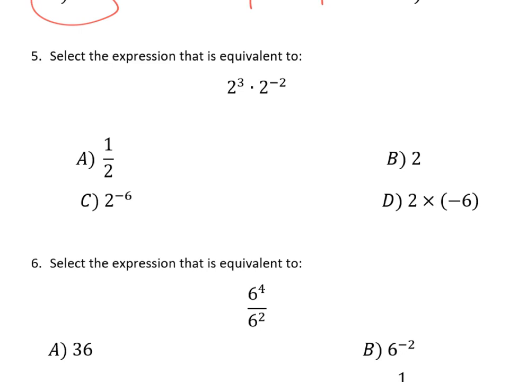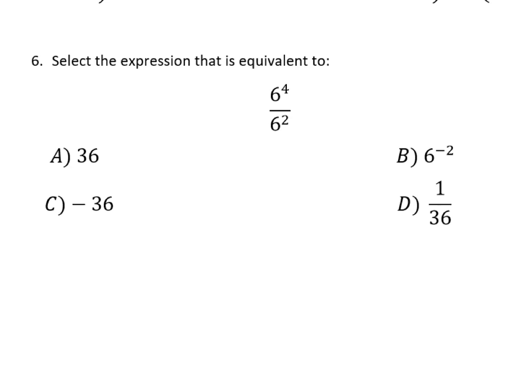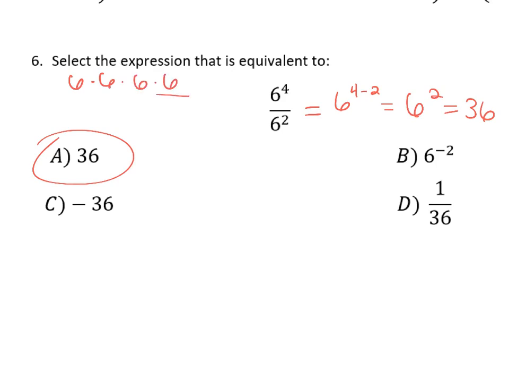Question 5, when you are multiplying two numbers with the same base, you add their exponents. So this should be 2, and then you have 3 plus negative 2. So you have 2 to the first power, which is just 2 by itself. When you're dividing exponents and the numbers have the same base, you subtract your exponents. So it'd be 6, and then 4 minus 2 would be 6 squared, and 6 squared is 36. That'd be A. You can also look at it and write it in expanded form, and then cancel, cancel, cancel, cancel, and you're just left with 6 times 6, which is also 36.